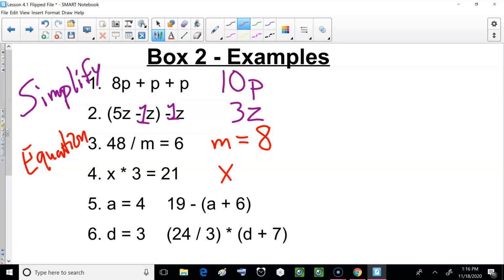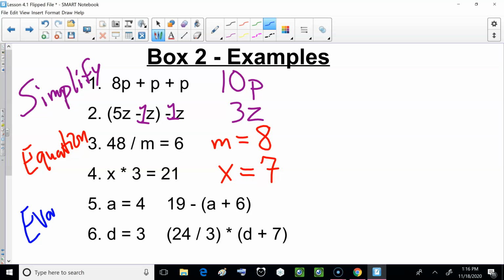Here, if we're trying to solve for x, see if you can beat me to it. What do you think x equals? X times 3 equals 21. X should be, hopefully we've been shouting it out, 7. Because 7 times 3 is 21. So those are equations. Now, our last ones are all about evaluating.